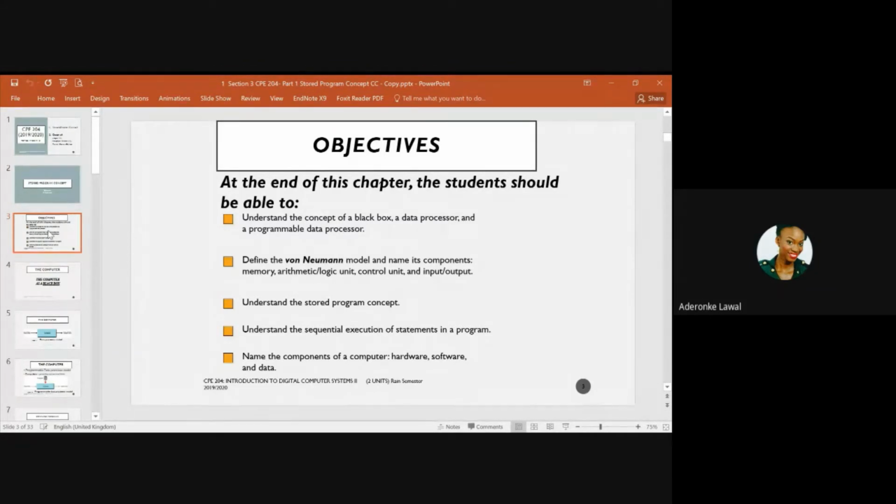So that should be possible. You should understand that at the end of this class, and you should be able to explain it if you are asked. You should also be able to name the components of a computer: hardware, software, and the data.